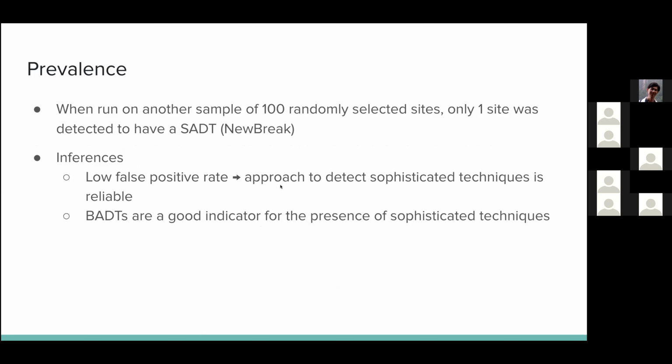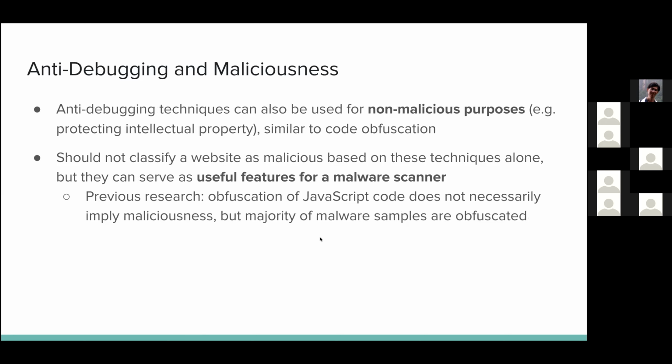The last thing that they did was to run the same second suite of tests on another sample of 100 randomly selected sites, and they only detected one site that has a timing-related technique. So from this, they inferred that the basic techniques are a good indicator for the presence of sophisticated techniques, and they also inferred that there's a low false positive rate of the methods of detection. So yeah. Okay. So, discussion.